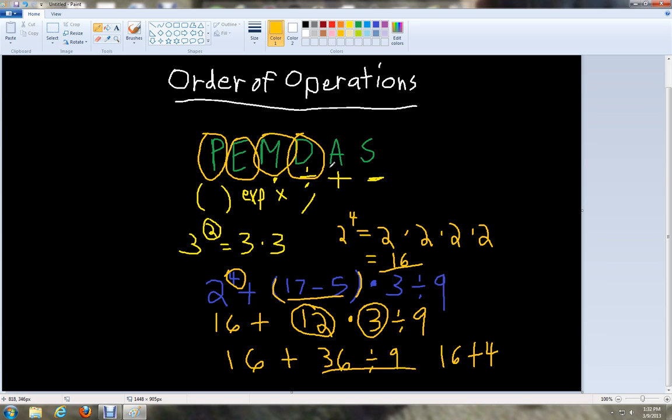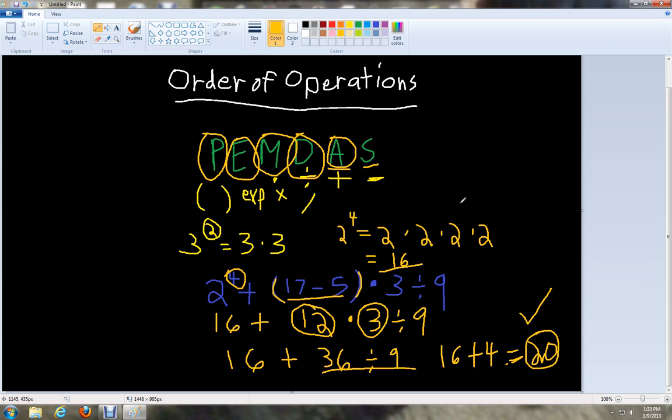And then the last one is just addition or subtraction. There's no subtraction at the end, but we did have it in the beginning. But addition would be our last operation to do, so we have 16 plus 4, that equals 20. So 20 would be our final answer, our number for doing order of operations in this problem.